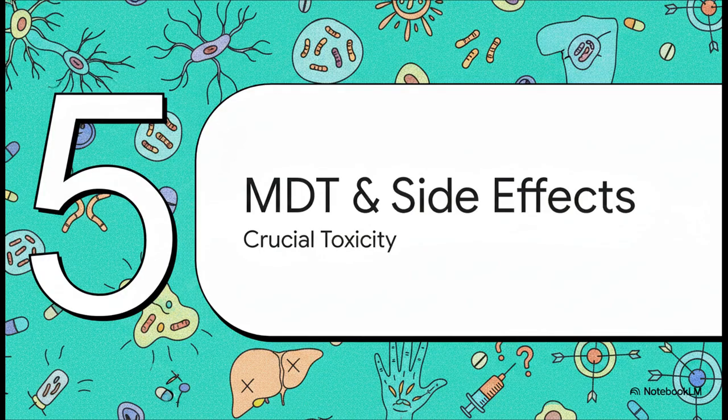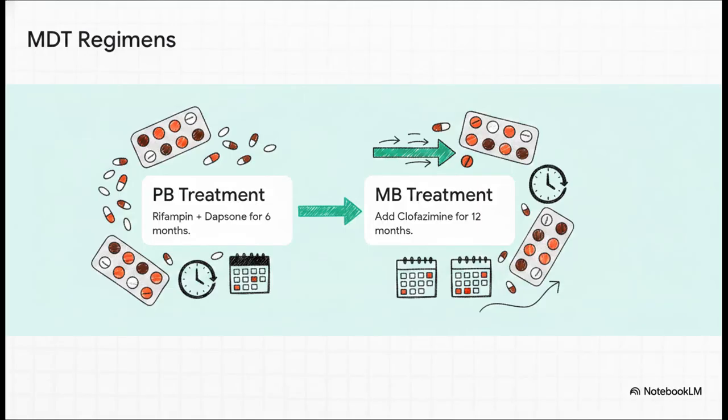In our final section, number 5, MDT and crucial side effects. The multi-drug therapy regimens are actually distributed globally as straightforward WHO blister packs, and they're based entirely on those PB and MB classifications we discussed a minute ago. Step 1. Paucibacillary requires a combo of rifampin monthly and dapsone daily for exactly 6 months. Step 2. Multibacillary requires a heavier, longer regimen. You still use rifampin and dapsone, but you add clofazimine and you have to treat for a full 12 months.